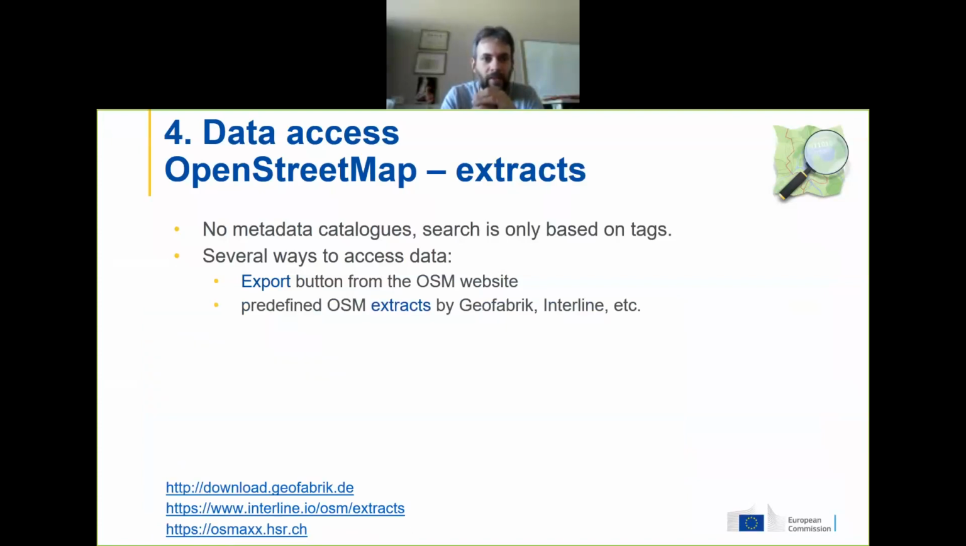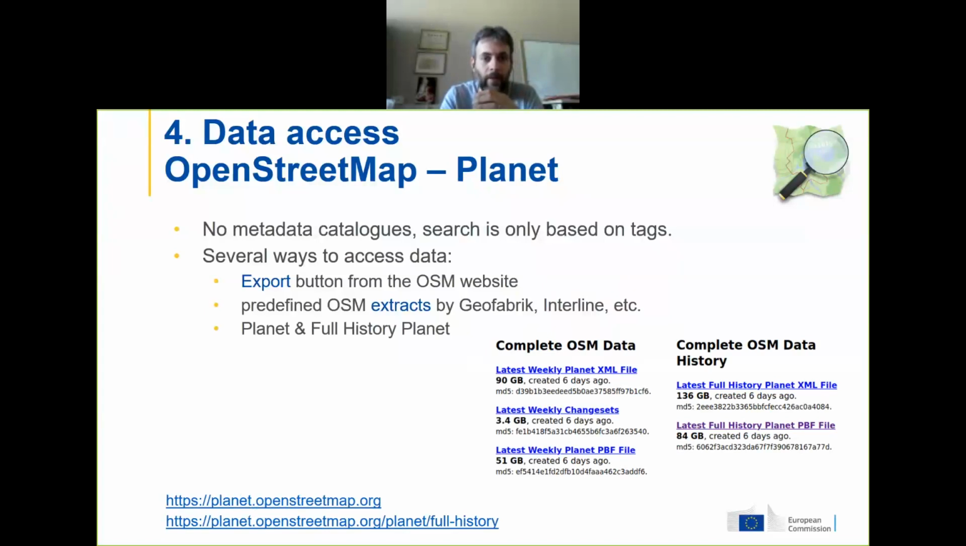Then there are more advanced ways to extract information. There are some services that provide you with extracts, so you can extract the whole of Italy, the whole of Europe, a region inside Italy. So with a simplified approach, you can download, for example, the compressed PBF file, the specific encoding of OpenStreetMap, or shapefiles, for example, from these services. So it's easing the way you consume the data from OpenStreetMap.